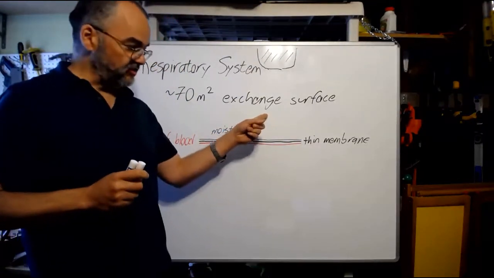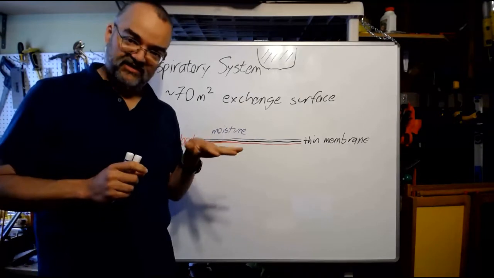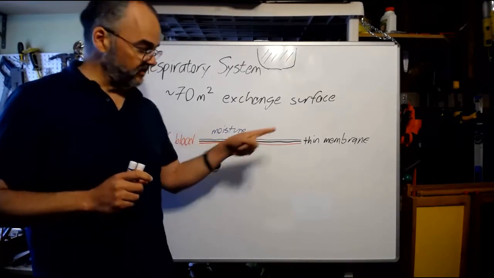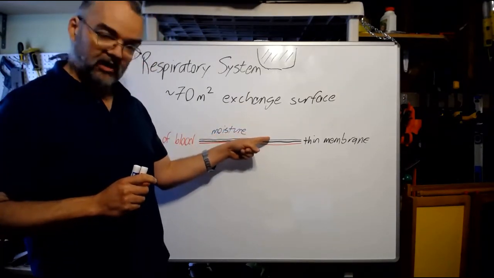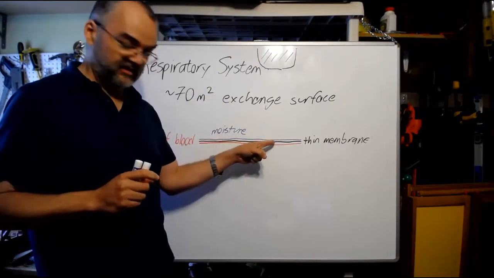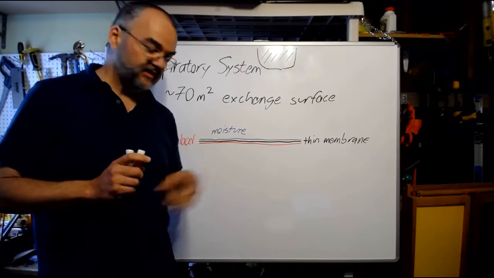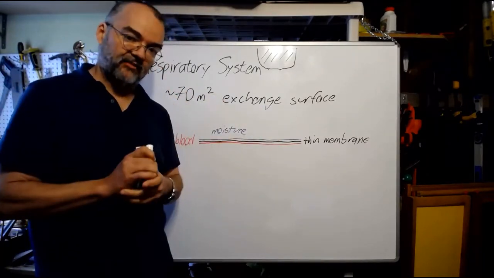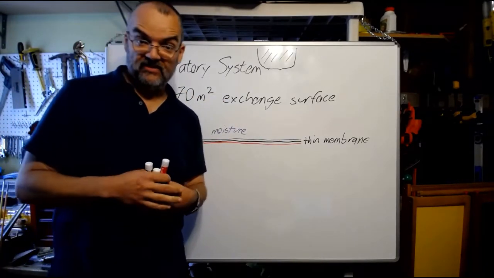Gases in the air do not dissolve into a phospholipid bilayer directly. Instead, they dissolve into this water and then diffuse through the water, through the phospholipid bilayer, and then into the blood. So we need a layer of water on top of that in order for gas exchange to work. So that's our exchange surface.